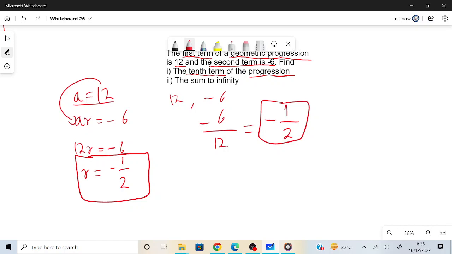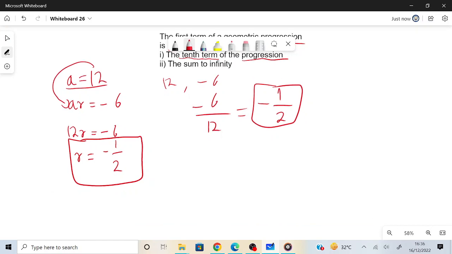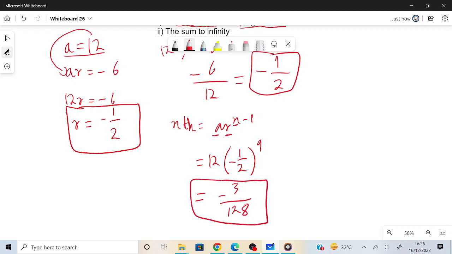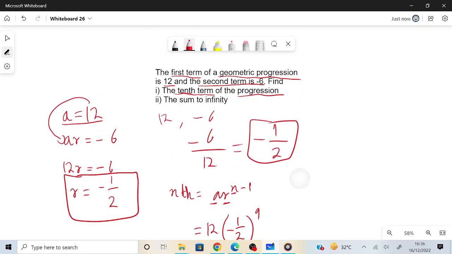But that's not the question. The question is find the 10th term of the progression. From our nth term formula, which is nth term equals a r to the power of n minus 1, we know our a, we know our r, we know our n. In this case our n is 10 because it's asking for the 10th term. Substituting these values, we have nth term equal to 12 into minus 1 over 2, which is our r, to the power of 10 minus 1, which is 9. Plugging this into your calculator, you should get minus 3 over 128. And that is your 10th term of this particular geometric progression.